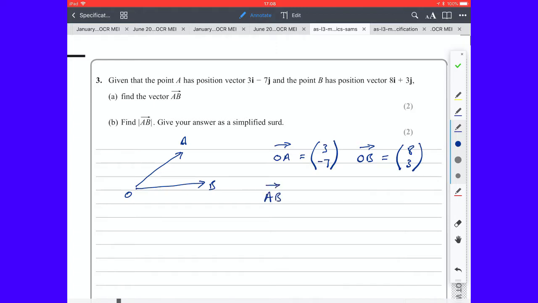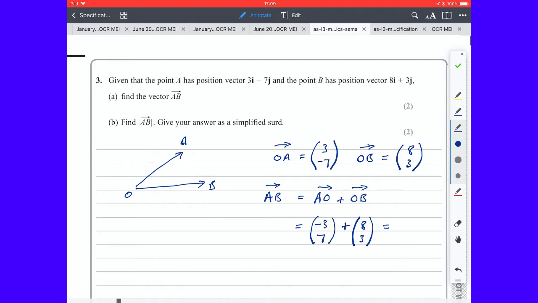Well, let's find a path from A to B. AB is A to O plus O to B. So what is AO? AO is the negative of OA. So it's the negative of the vector 3 minus 7, which means it's the vector minus 3 plus 7. And then we add in the vector OB, which is 8, 3.